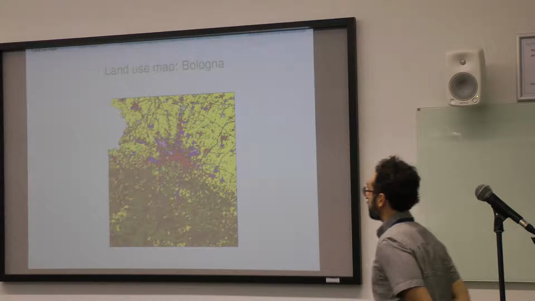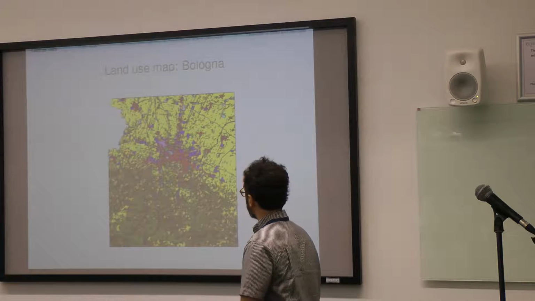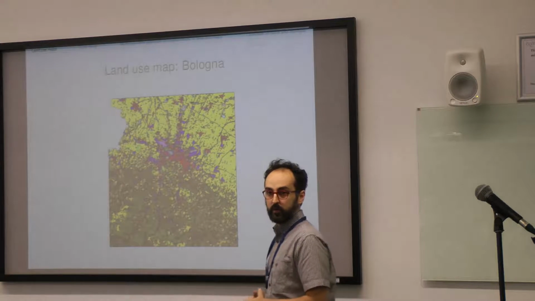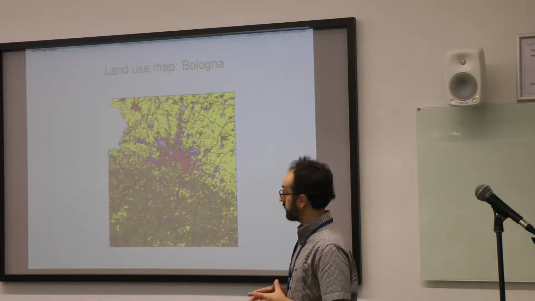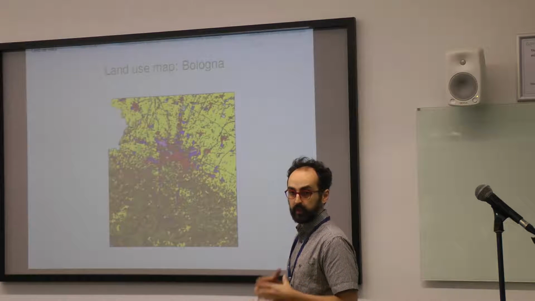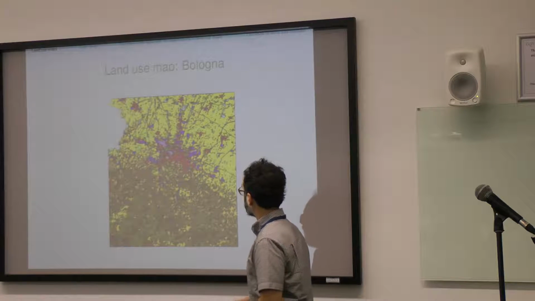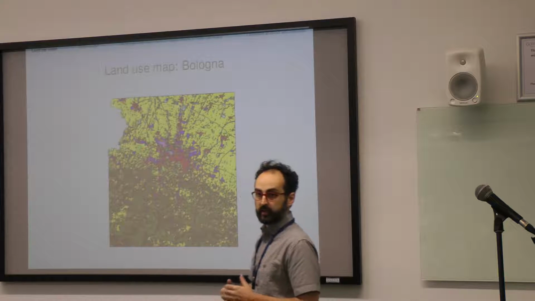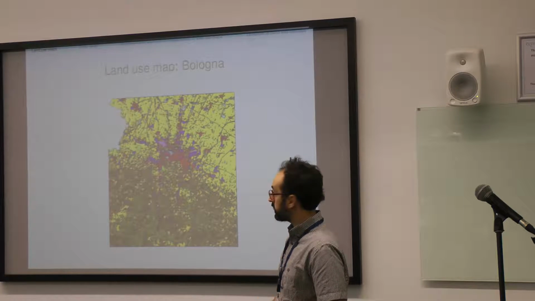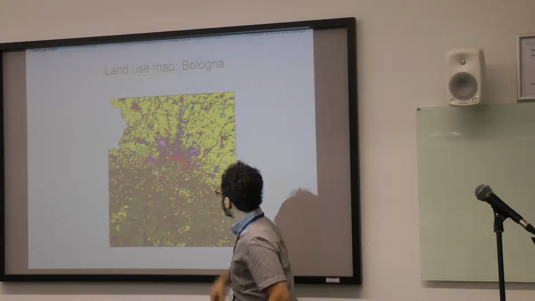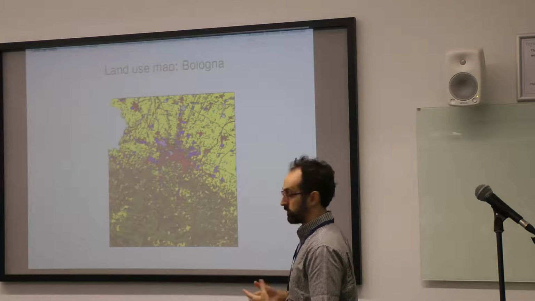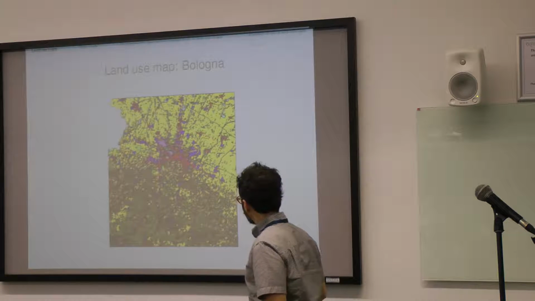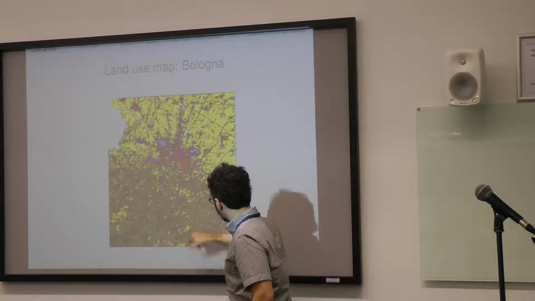So what are land use maps? This is an example. This is Bologna, and we have a map of polygons. Each polygon is assigned a land use type, a land use label. For instance, the polygons which are red represent residential urban use. The blue ones are polygons where commercial urban use has been observed. Yellow is agriculture, and green is forest.